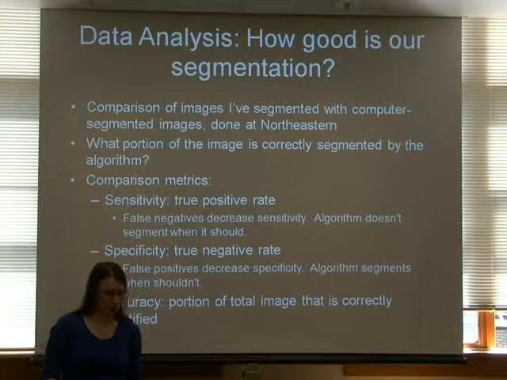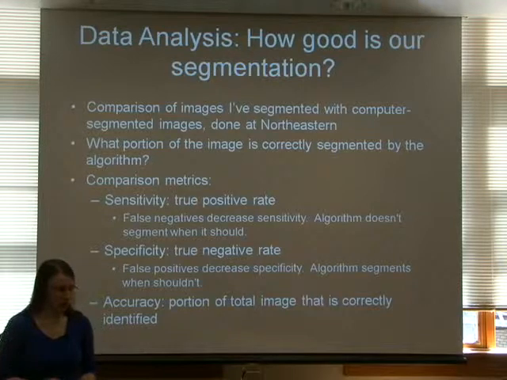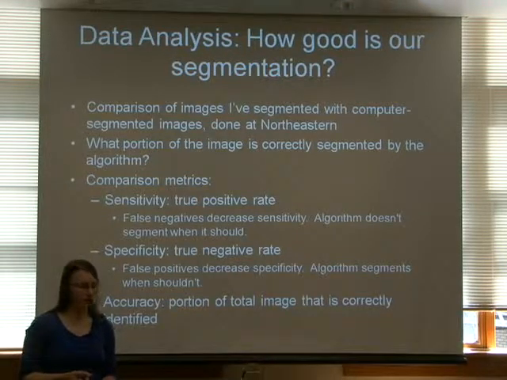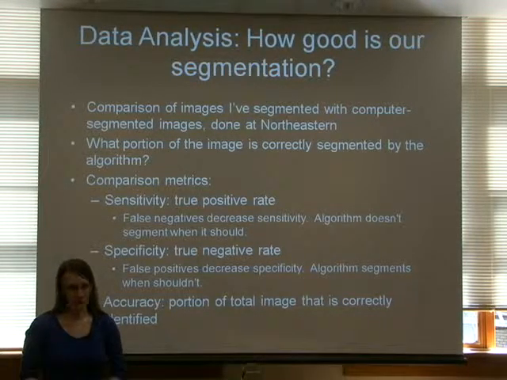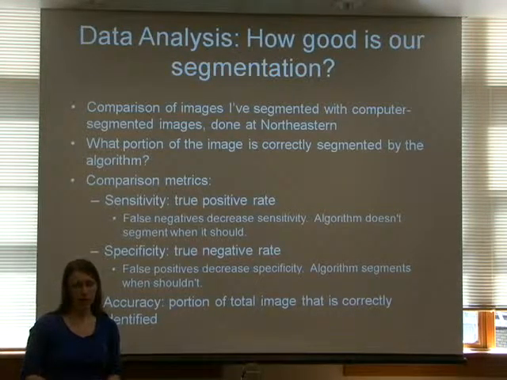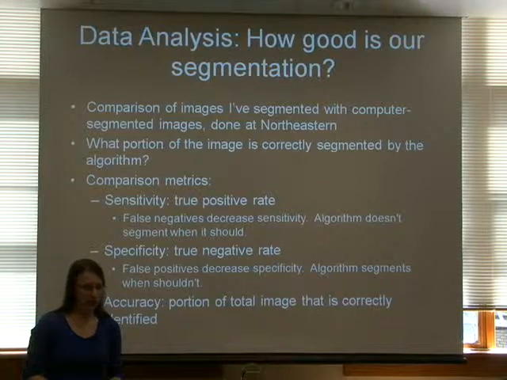And to do that quantitative image analysis, we used a couple of metrics: sensitivity, specificity, and accuracy. Sensitivity measures the true positive rate, which basically means, did it segment when it was supposed to? Is that white tracing there? So false negatives in their algorithm decrease the sensitivity, and that happens when the algorithm doesn't segment when it should. Specificity measures the true negative rate, so it correctly does not segment, the image is left black.